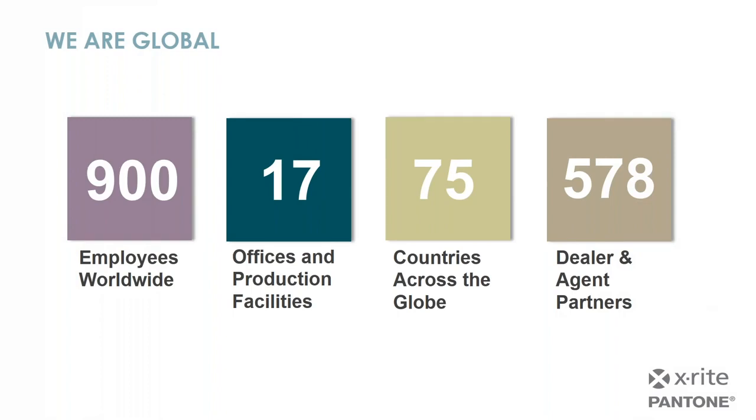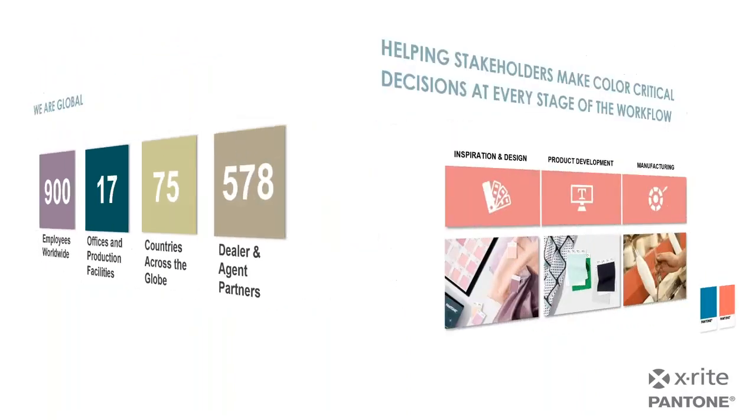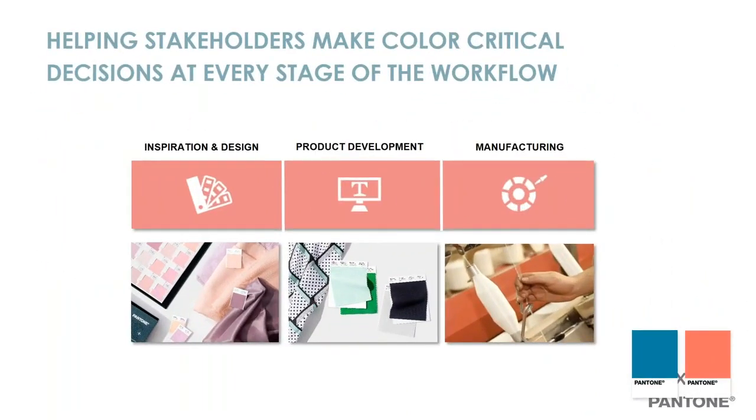Okay. Just a little more about X-Rite. We have 900 employees worldwide, 17 offices and production facilities, 75 countries around the globe with presence, and 578 dealer agent partners. I think we're uniquely poised to provide a total solution anywhere in the world. So these are the 3 areas where we really concentrate on: the Pantone inspiration and design, in product development, where Pantone kind of hands things off to X-Rite, and of course in manufacturing, where we do the formulation, where we do the final quality control.